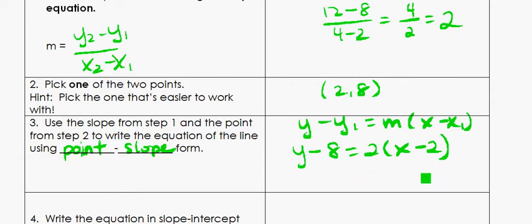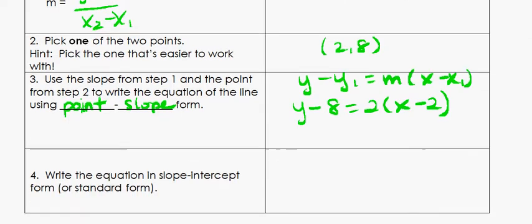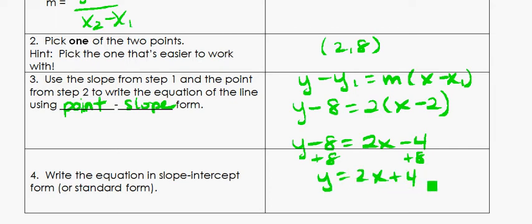This is an equation of the line, but the directions want us to go to slope-intercept form. Slope-intercept form is when y is all by itself. So our first step is to distribute the 2. So we have y minus 8 equals 2x minus 4, and then we want to go ahead and add the 8 to get y all by itself. Y equals 2x plus 4.